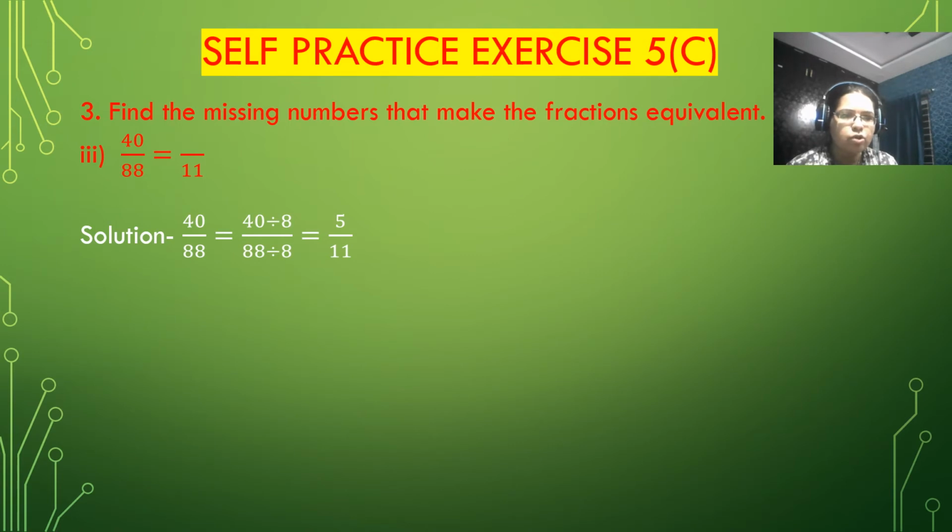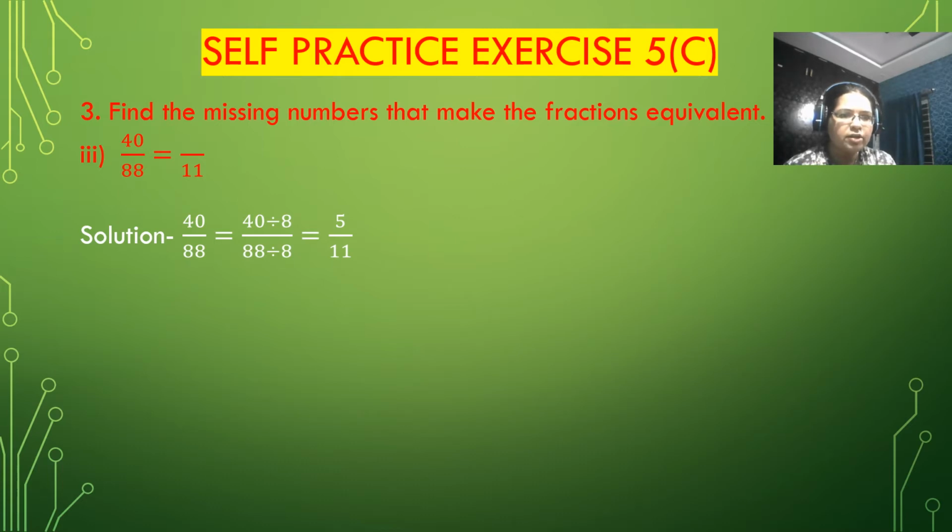Now we solve question number 3, third bit. Third bit is 40 divided by 88 equal to dash divided by 11. Here we have to find the numerator, given the denominator is 11. 40 divided by 88 is the equivalent fraction of the second fraction with denominator 11.